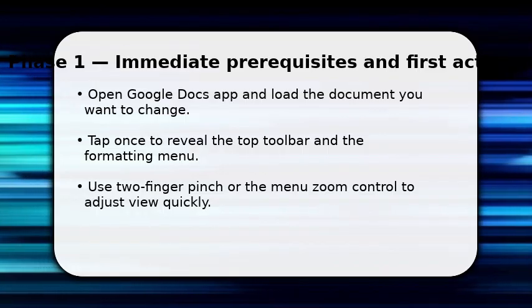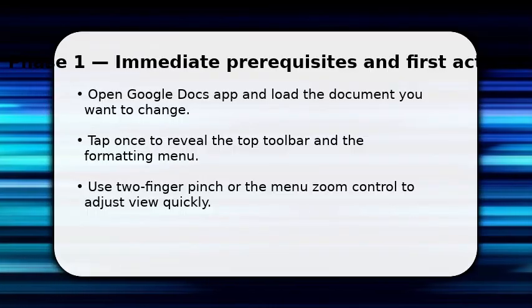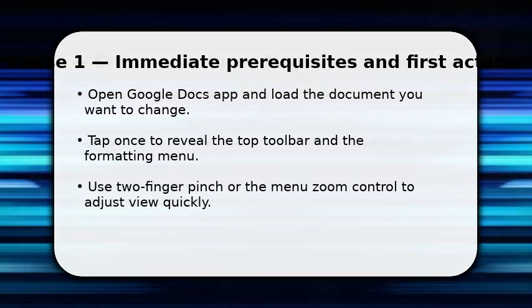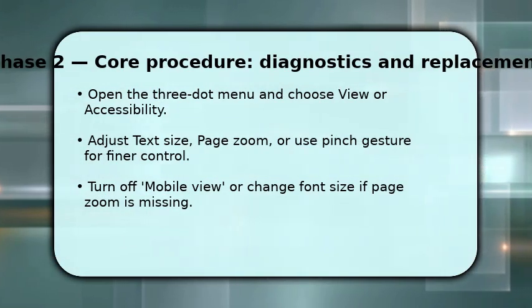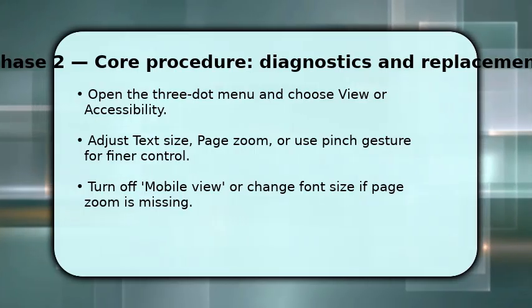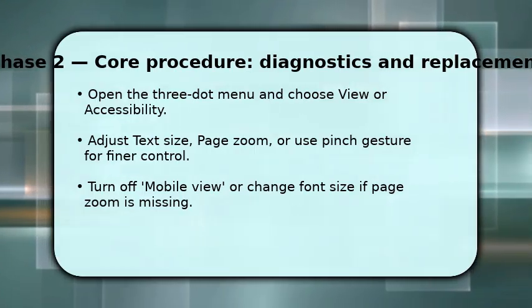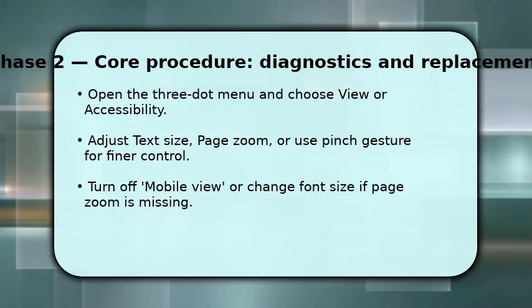These first steps let you change the page scale or interface zoom without leaving the doc, so you keep context while adjusting. Next, go deeper into zoom controls via the 3-dot menu. Select view or accessibility depending on your app version. From there, change page zoom or text size.